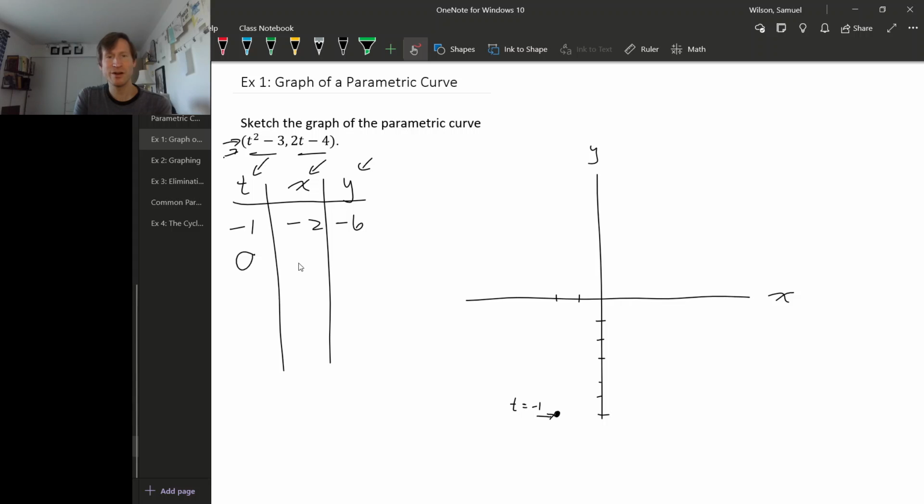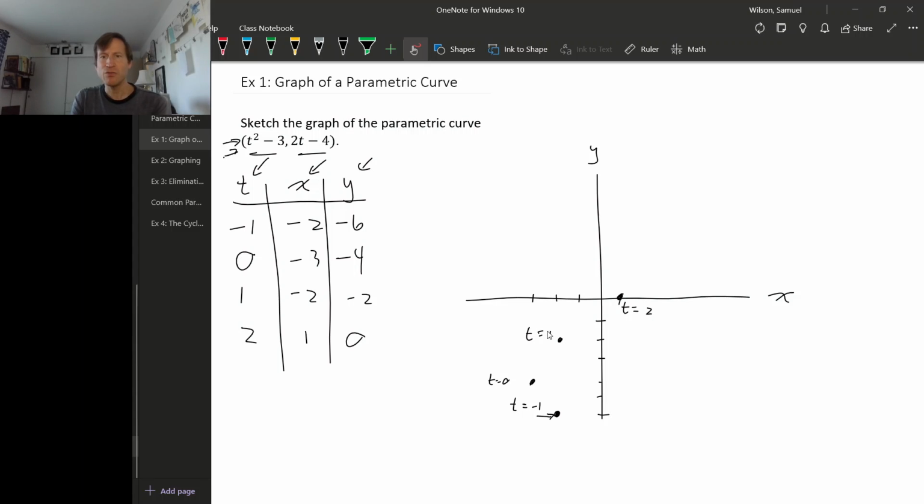So when t is 0, x is -3, and it looks like y is going to be -4. So (-3, -4), that's here. So that's when t is 0. When t is 1, we get -2 and -2. So there. And maybe we'll do one more. When t is 2, let's see, for x we get 1, and for y we get 0. So that's going to be right here. So that's when t is 2.